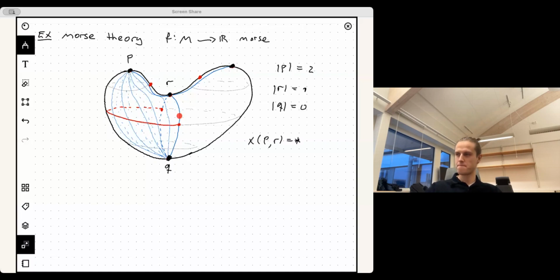Between R and Q, we have 2 points. So X, R, Q is a 0. And as I've kind of tried to draw here, we have a whole one-dimensional family of flow lines connecting P and Q. And their boundary is precisely given by this S0, or rather, it's given by this S0 times this point. So just in this very small example, we can kind of see how a Morse function gives us a flow category.